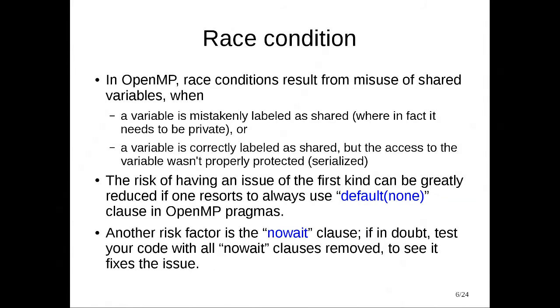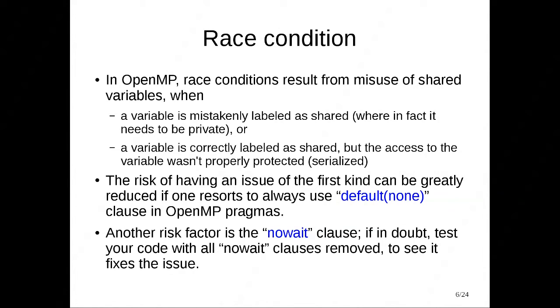Another risk factor listed at the bottom is the nowait clause, which can be added to many OpenMP pragma constructs. What it does not change is the computational part of the OpenMP code. It just might improve efficiency. But putting in a nowait clause can create conditions for a race condition bug, so use it carefully. There should be no harm in removing nowait clauses everywhere. The results should still be correct.